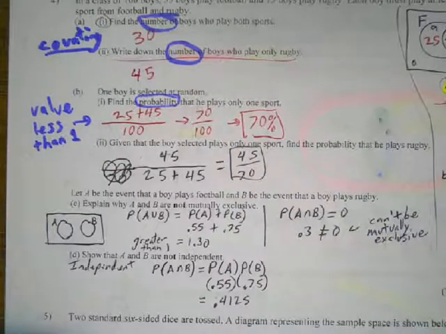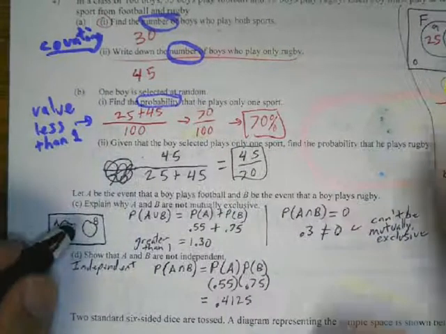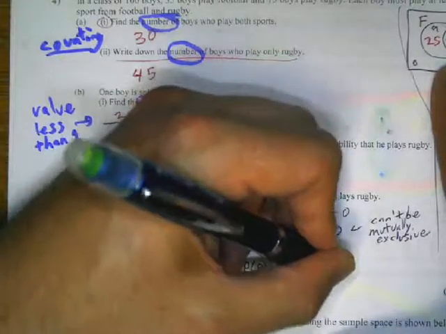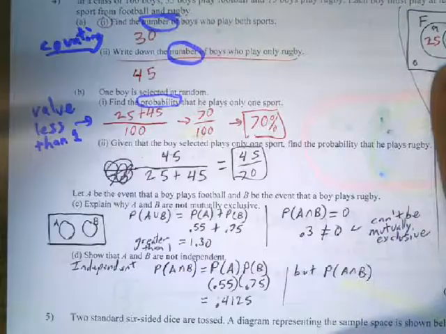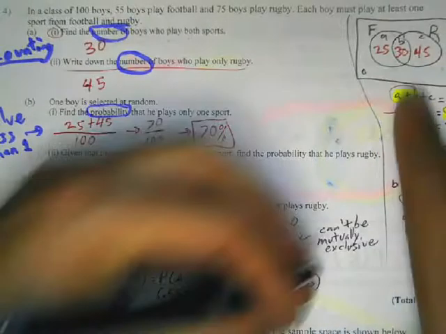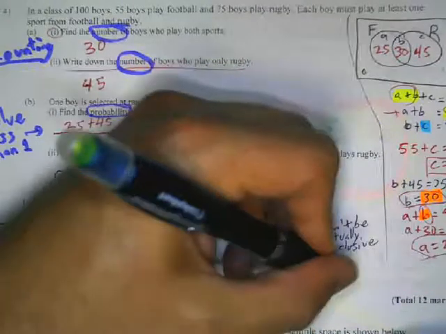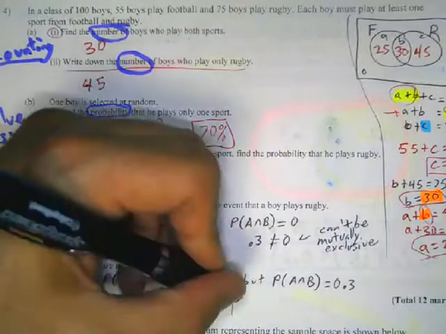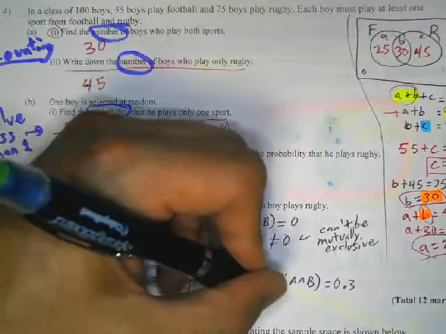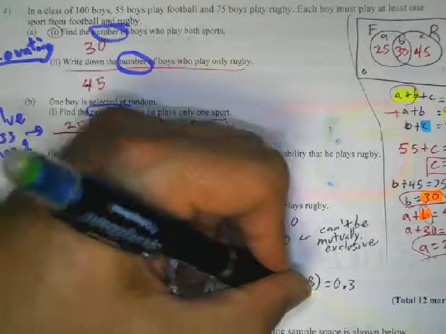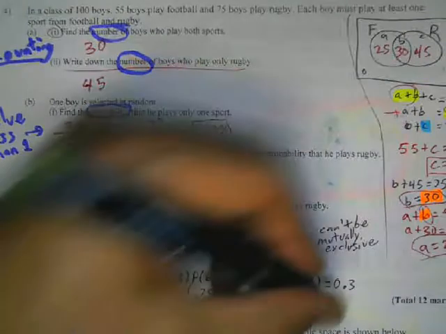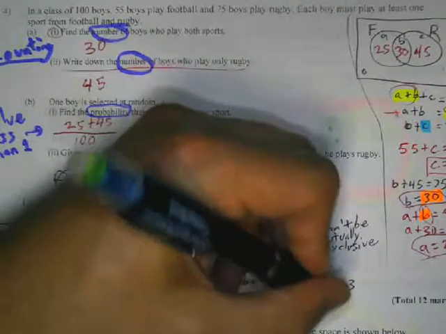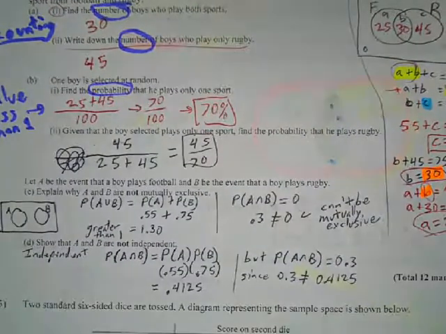And we already know that A intersection B we already know is 0.3. So since 0.3 is not equal to 0.4125, we know it is not independent.